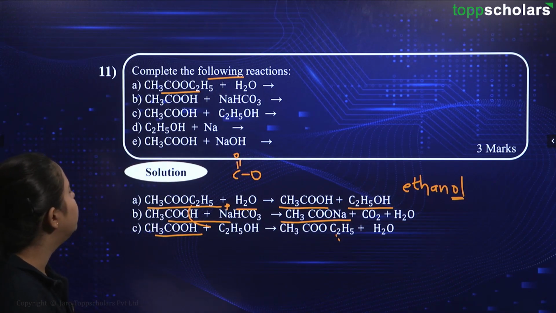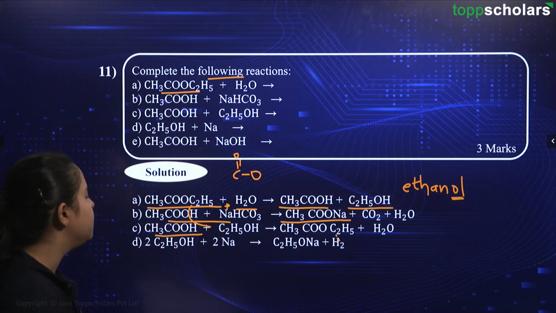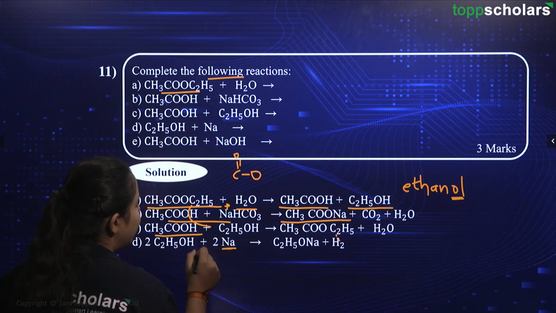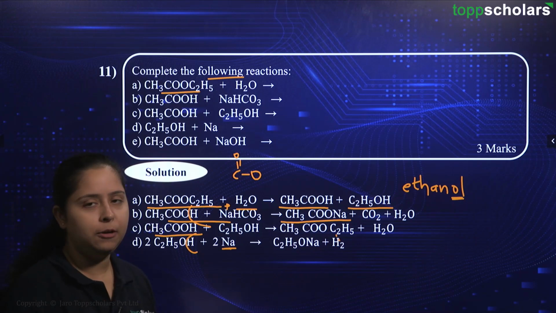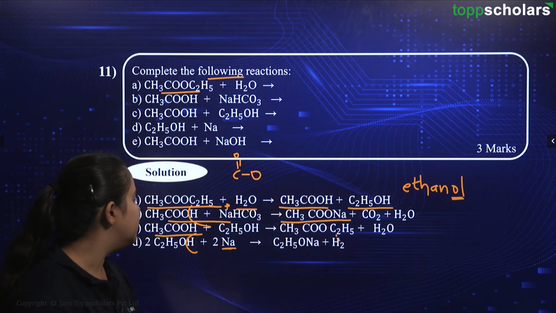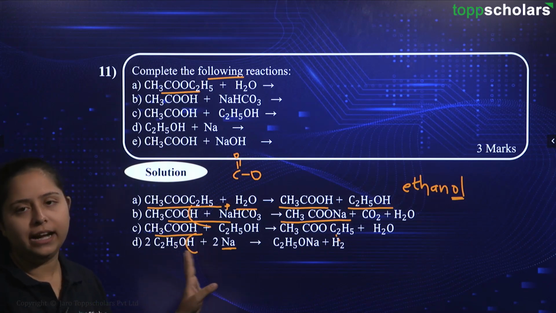Going ahead for the fourth one, that is D, C2H5OH is reacting with Na. Again, this Na will displace this H and we will have the formation of C2H5ONa. Okay, and this hydrogen gas is liberated. For balancing the equation, we have added this 2. You can check they are balanced.